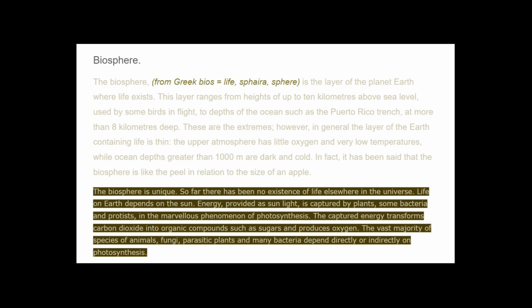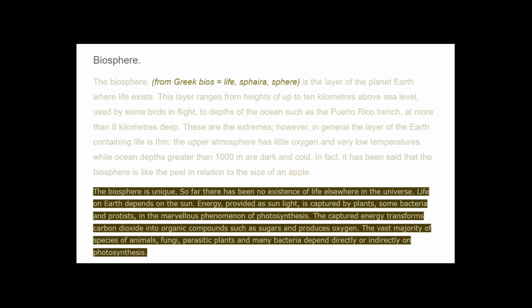So then after that, we have the biosphere. It comes from the Greek bios meaning life and sphere. So the biosphere is the part of the Earth where we find living organisms. It's a layer of the planet Earth where life exists, and the layer ranges from high up to 10 kilometers above sea level, used by some birds in flight, to the depth of the ocean, such as the Puerto Rico Trench, more than 8 kilometers deep.